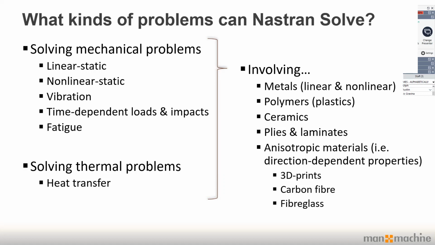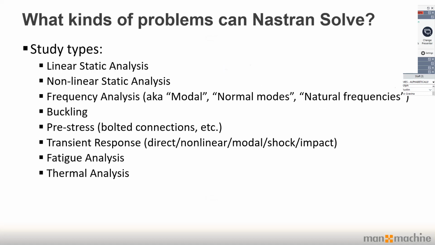And it can involve a whole plethora of materials. So it can do metals, polymers, so plastics, ceramics, but it can also do plies and laminates. So you've got access to carbon fiber and fiberglass, and also anisotropic materials, so 3D printed materials. This is special because 3D printed materials are weak in the axial direction, but very, very strong in the hoop direction. And simulating that properly is a bit of a challenge, but Nastran can handle it.